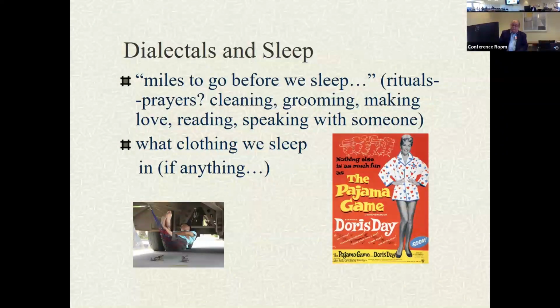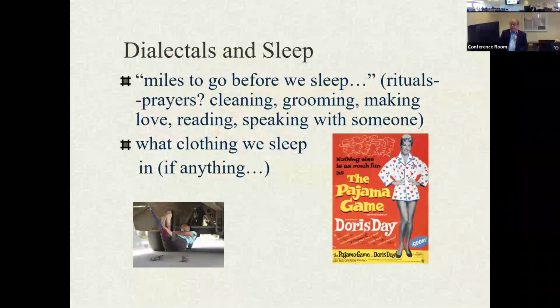Miles to go before we sleep. What's your ritual? Cleaning, grooming, saying your prayers, reading, speaking. What clothing do we sleep in, if any? Here's a guy sleeping on the truck.